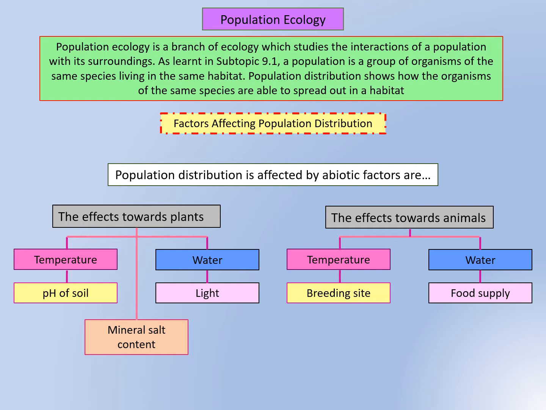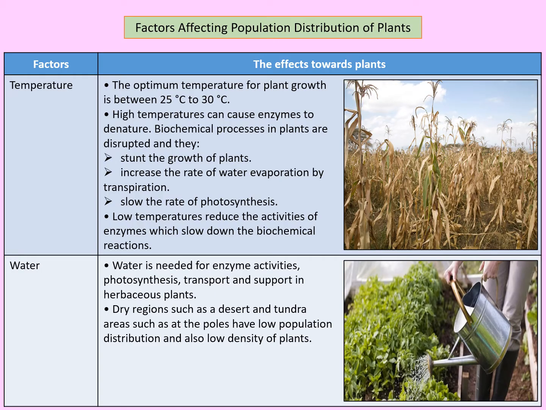Okay, factors affecting population distributions. Population distribution is affected by abiotic factors, which we can divide into two: the effects of abiotic factors on plants and the effects of abiotic factors on animals. The effects of abiotic factors on plants can be divided into 5: temperature, pH of soil, water, light, and mineral salt content. Whereas the effects of abiotic factors on animals are only 4: temperature, breeding site, water, and food supply.